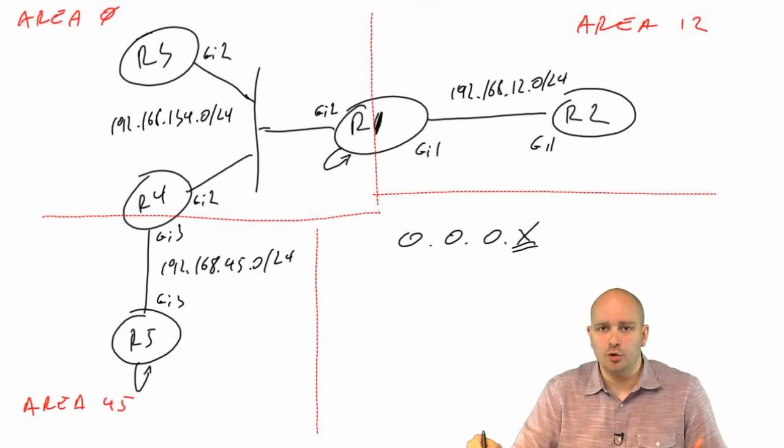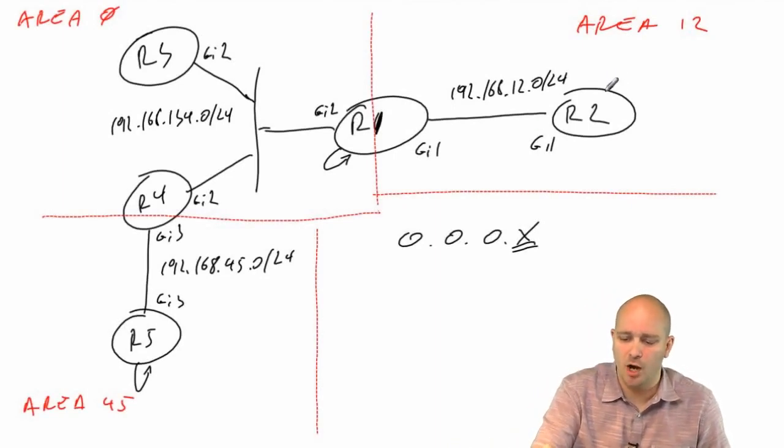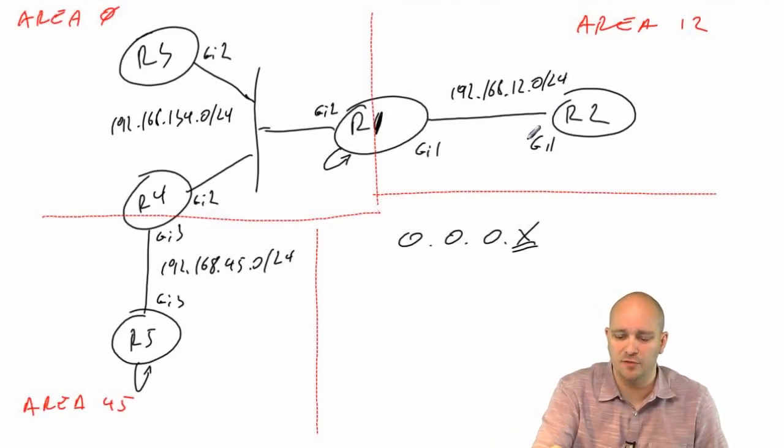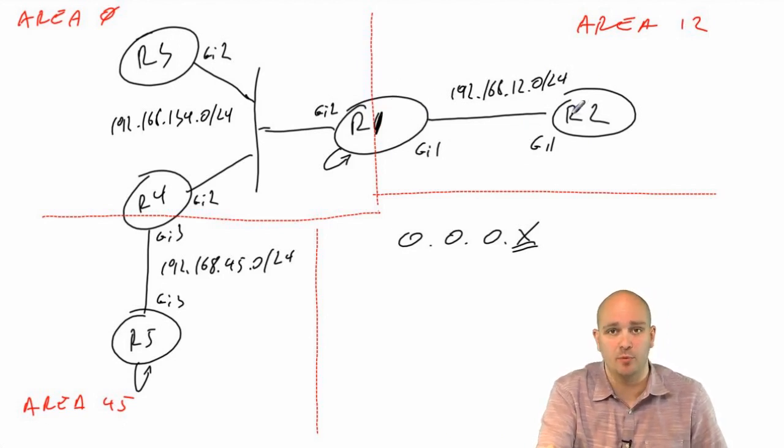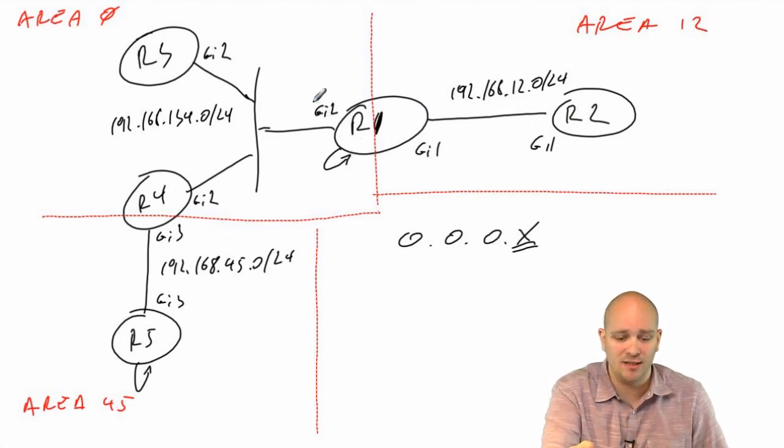To do that, I'm going to start from R2. I'm going to verify that this interface is enabled for OSPF. I'm going to make sure that I do have the neighbor with R1 in area 12. Then I'm going to move on to R1. I'm going to make sure that I have the neighbor with R2 in area 12, that my loopback and gigabit 2 are advertised in area 0, and that I have neighbors with 3 and 4 here.